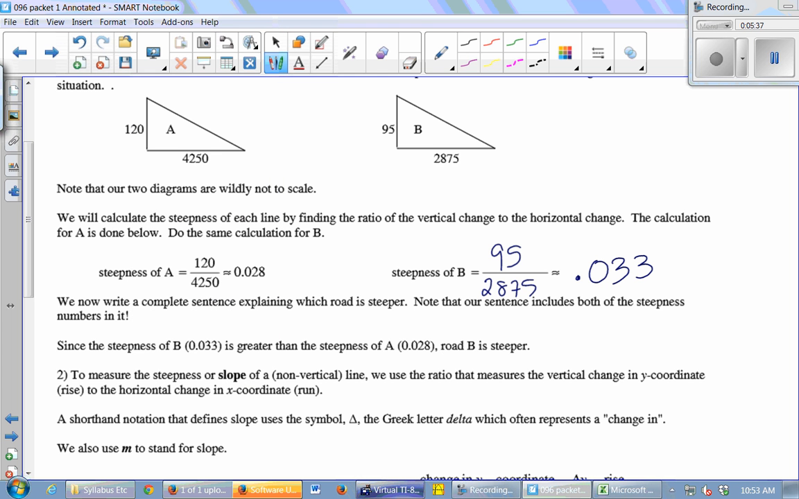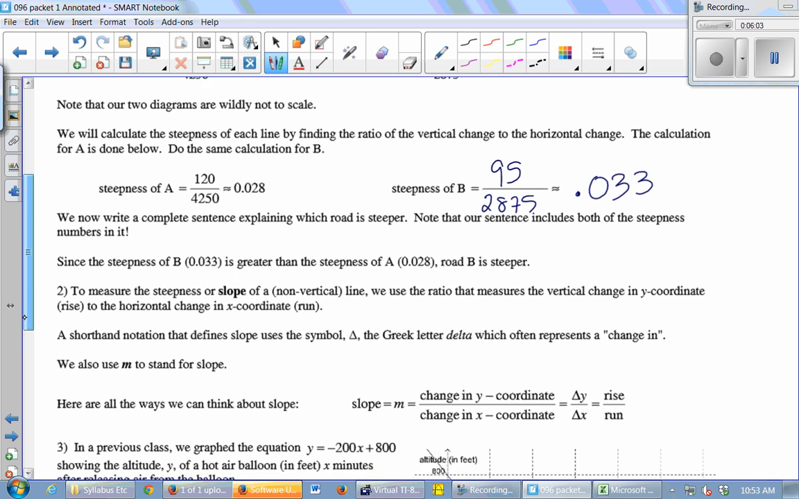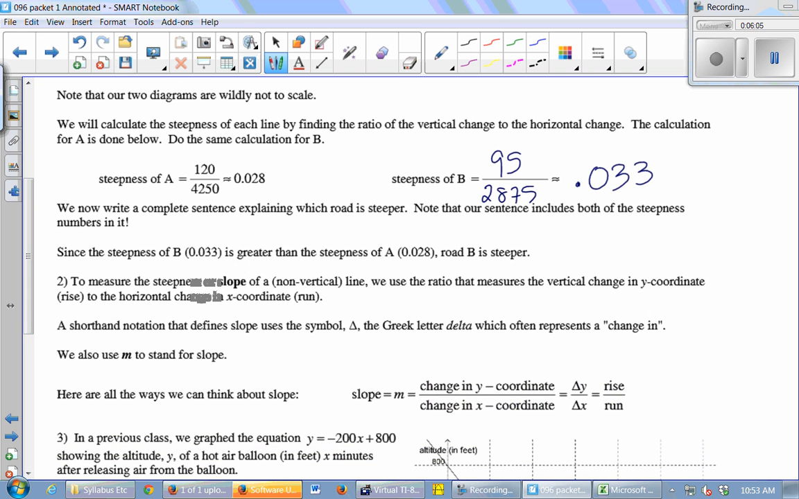All right, so now you can compare the two numbers, 0.028 and 0.033, and those numbers calculate steepness. Which number is bigger? B. B is the bigger number, so B is the steeper road. That's why I drew these not to scale, so that you wouldn't be able to tell visually which one was steeper. You had to use the numbers. So 0.033 is a larger number, so it's a steeper road.